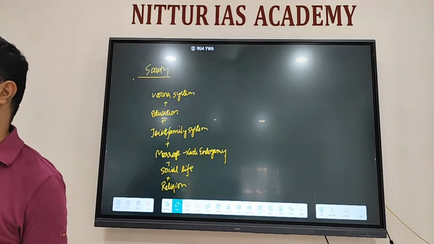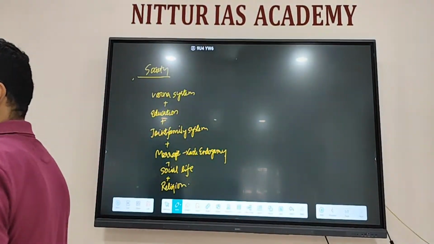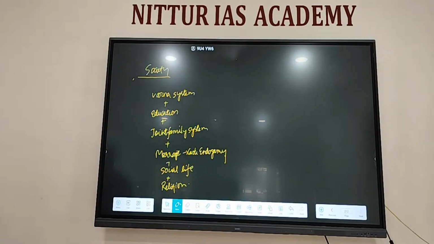Though women of higher families used to have education, and they also occasionally issued land grants.